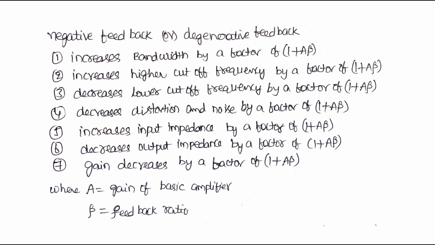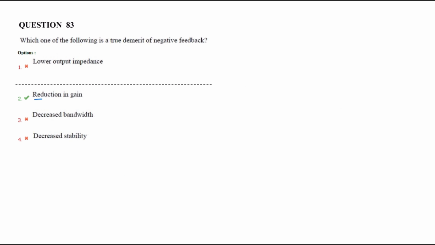Gain decreases due to negative feedback, which is a true disadvantage. Here, which of the following is a true demerit? So the true demerit is reduction in gain.